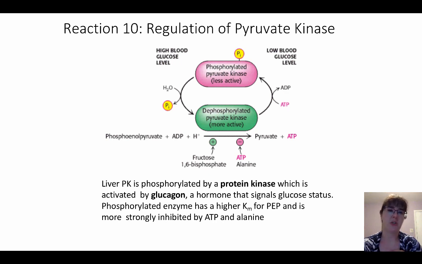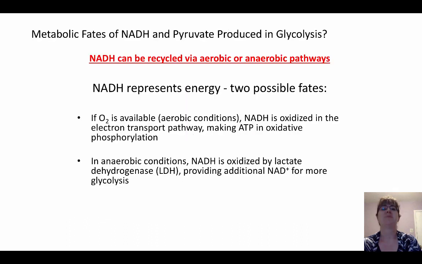So that phosphorylation actually changes the enzyme enough so that it is not going to be holding on as tightly to its substrate, to phosphoenolpyruvate, and it's going to be more easily and more strongly inhibited by ATP and alanine. So what happens to NADH and pyruvate? We made stuff, well, where does it go?